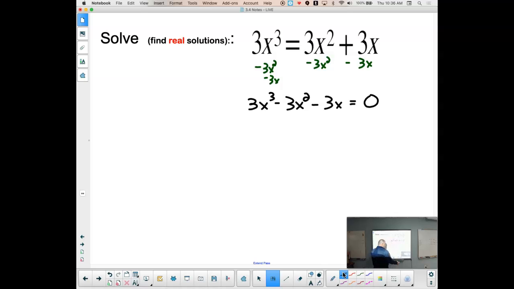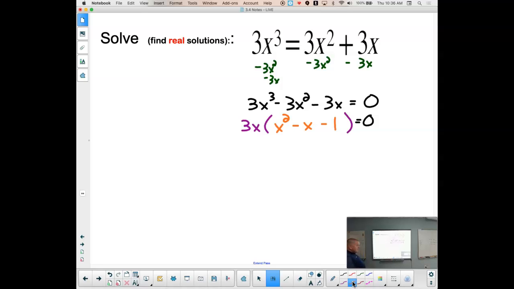They all can be divided by 3, so I could factor out a 3. They all have an x term in it, so I can factor out the x. Okay. That's going to leave me with x squared minus x minus 1 there as my trinomial.